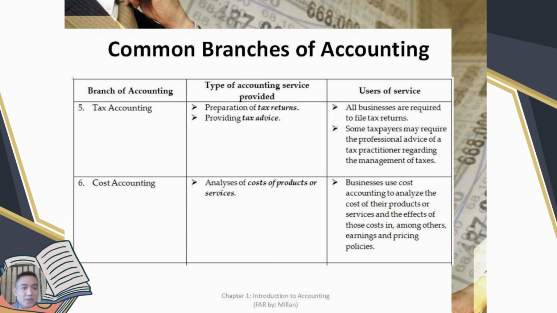Other branches of accounting: tax accounting and cost accounting. Tax accounting is the preparation of tax returns and providing tax advice. Cost accounting is the analysis of the cost of products or services. Who are the users of this service under tax accounting? All businesses are required to file tax returns. Some taxpayers may require the professional advice of a tax practitioner regarding the management of taxes. For cost accounting, businesses use it to analyze the cost of their products or services and the effects of those costs on, among others, earnings and pricing policies.